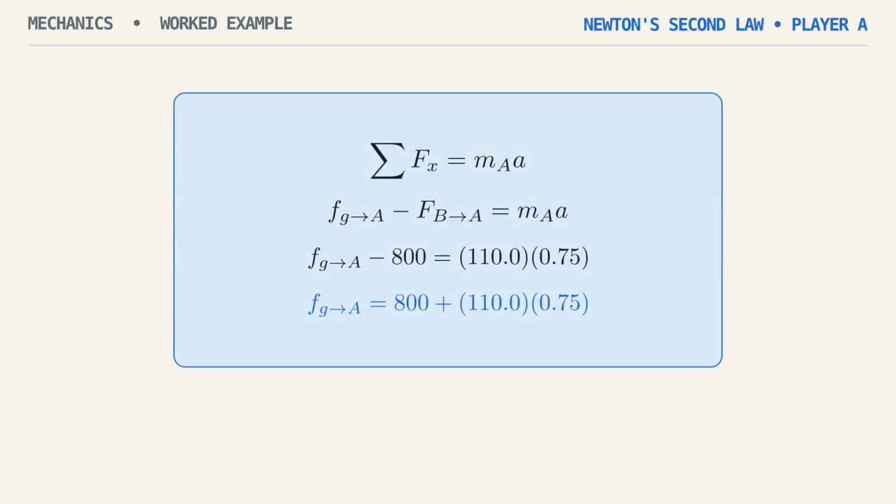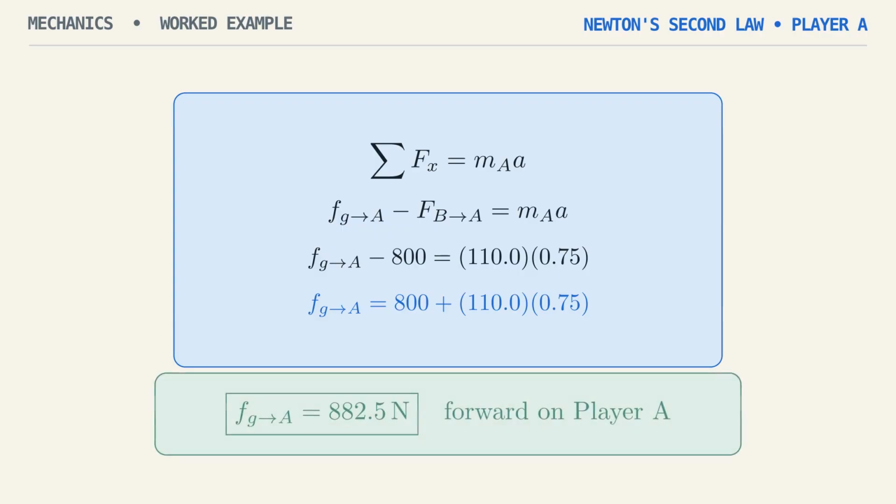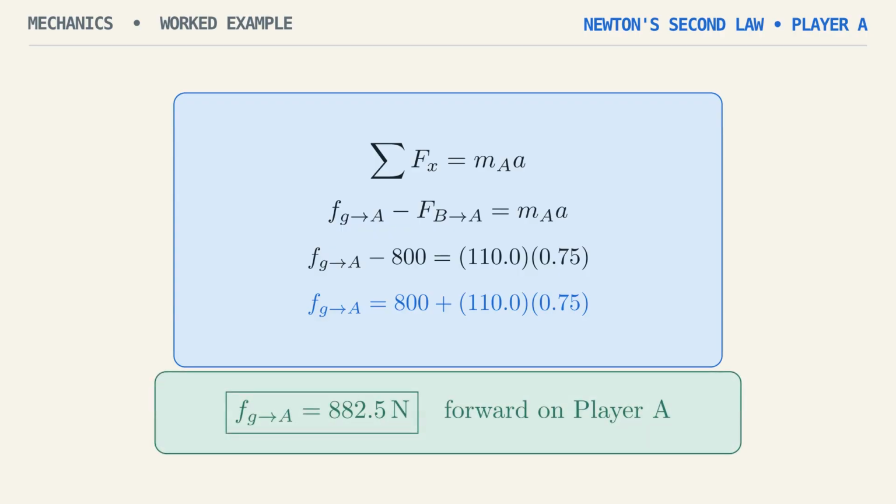Apply Newton's second law to player A. The ground's friction force points right, and player B's 800 newton contact force points left. Thus, the ground force minus 800 equals 110 times 0.75. Solving gives 882.5 newtons for the force of the ground on player A. It must exceed 800 newtons so that the remaining net force accelerates player A to the right.